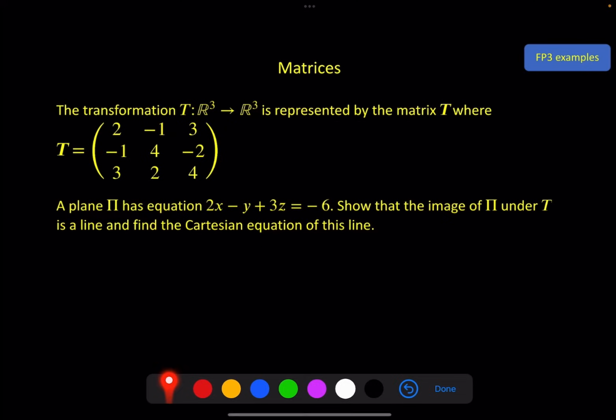This example is a little bit more complicated. The transformation T from 3D space to 3D space is represented by the matrix bold T here. Plane pi has equation this. Show that the image of pi under the transformation T is a line, and find the Cartesian equation of this line. The first difference is that we don't have an easy way to write the general point of our plane. To get a general point from this equation, we need to do something a little bit sneaky. Recall that this means this.